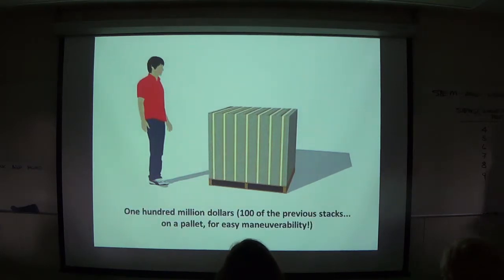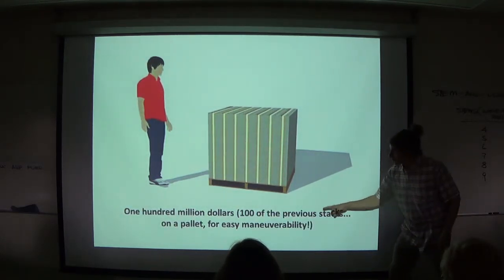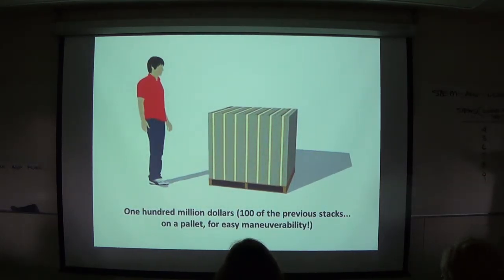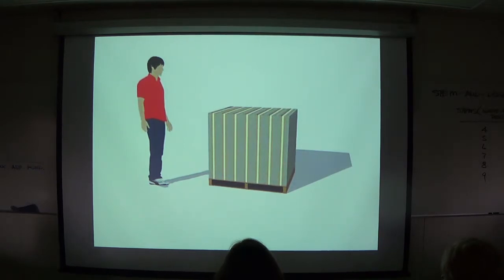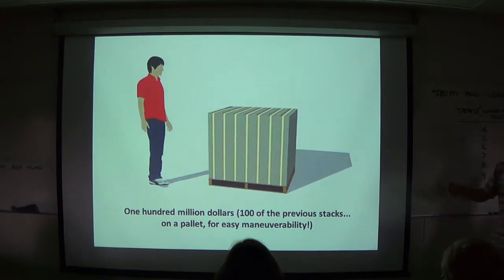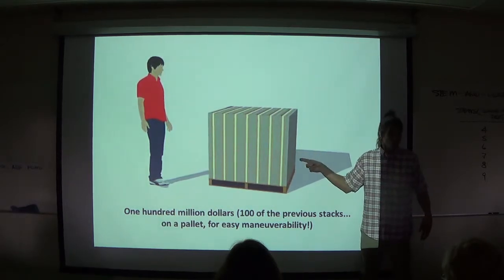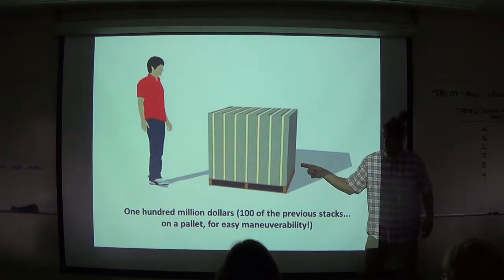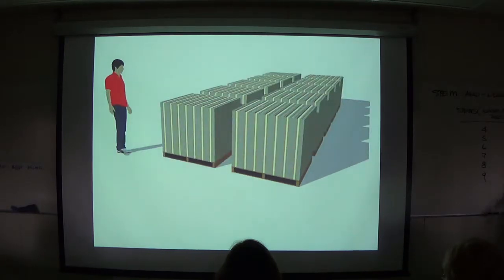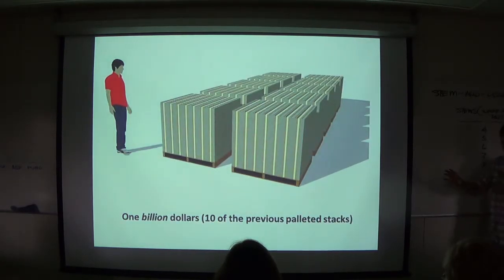That's a pallet full of them. That would be $100 million. So 100 of those, 100 of these equals that. And we put it on a pallet, now you can move it around with a forklift. What would $1 billion look like? A building. Big as a warehouse. Well, if you know this is 100 million, 10 of those would be $1 billion. Put one more zero on. That's $1 billion.